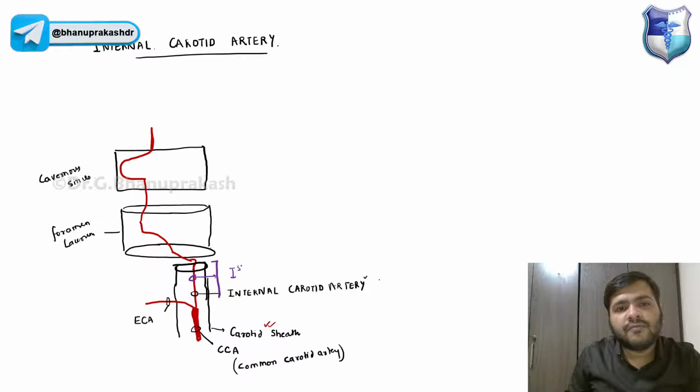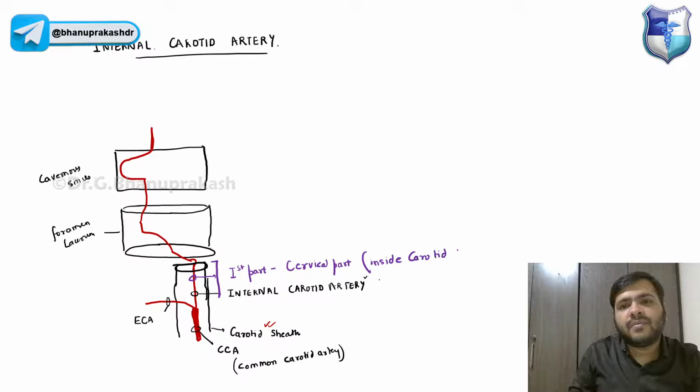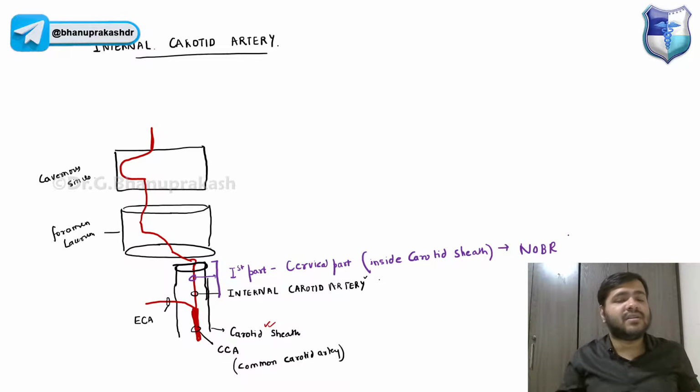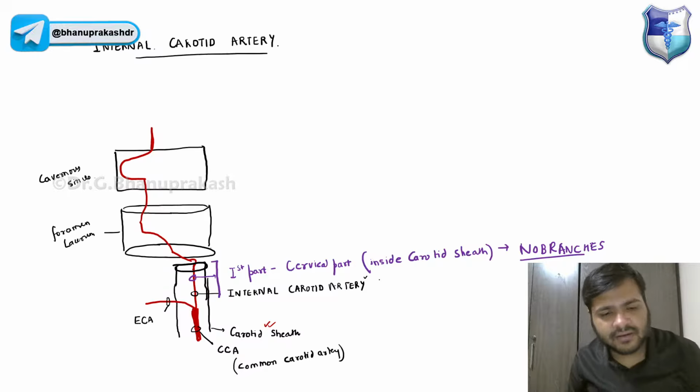This is the cervical part, the first part of the internal carotid artery, that is the cervical part. And this cervical part is inside the carotid sheath. So remember, guys, that there are no branches. External carotid artery is not in the carotid sheath, it is coming out. So we have branches from the external carotid artery, but we have no branches from the first part of the internal carotid artery.